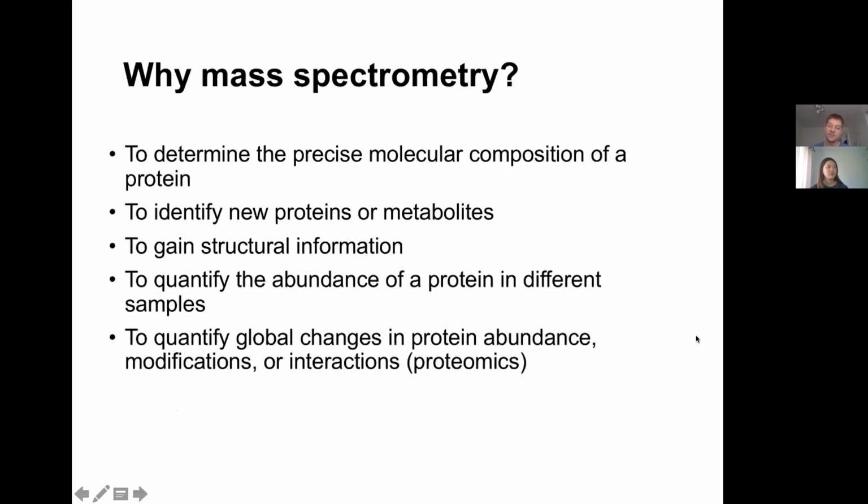First, just the broadest question of all, which is why to perform mass spectrometry. There can be a number of answers to this one: simply to determine the precise molecular composition of a protein, to identify new proteins or metabolites, to gain structural information on proteins or a group of proteins, to quantify the abundance of a protein in different samples. And then finally, the most powerful part of it all is to quantify global changes in protein abundance in an unbiased way.